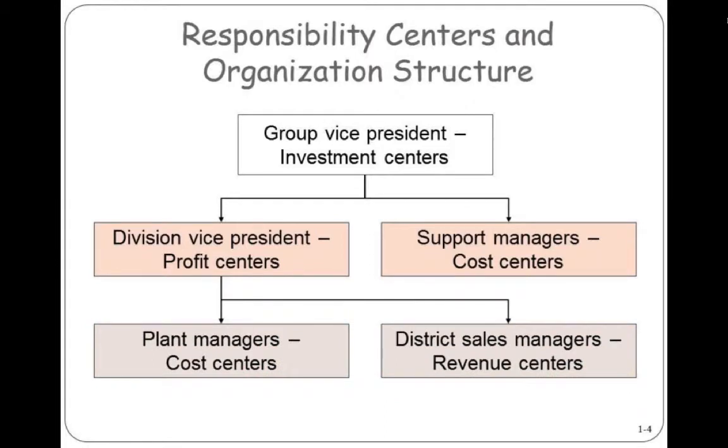So we just talked about responsibility centers. There are 4 kinds. In the last chapter, we talked about cost centers, revenue centers, and profit centers. Here, we'll talk about investment centers a little bit. How do you judge how well an organizational unit is doing in terms of investing the scarce capital of a firm for the firm's best interests?